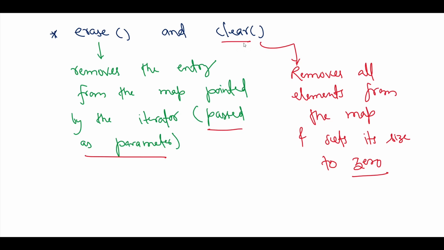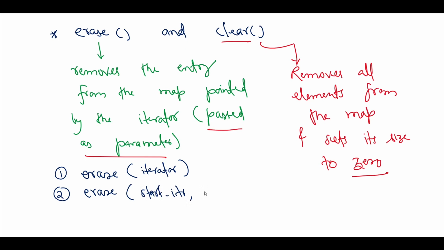So there are basically two variations of the erase function. One is erase with an iterator here, and another is erase with a start iterator and an end iterator. The first variation removes the entry from the map pointed by the iterator passed here, and it will reduce the size of the map by 1. Whereas the other function, which has two parameters, start iterator and end iterator, removes the elements in the range specified by these iterators, right?